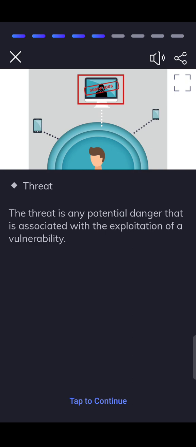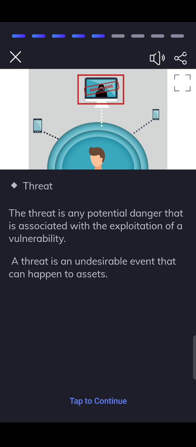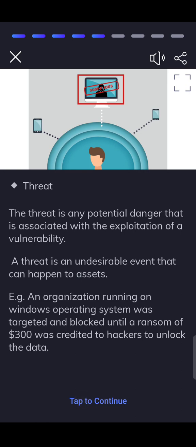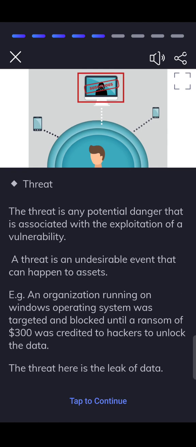Threat. The threat is any potential danger that is associated with the exploitation of a vulnerability. A threat is an undesirable event that can happen to assets. For example, an organization running on Windows operating system was targeted and blocked until a ransom of $300 was credited to hackers to unlock the data. The threat here is the leak of data.